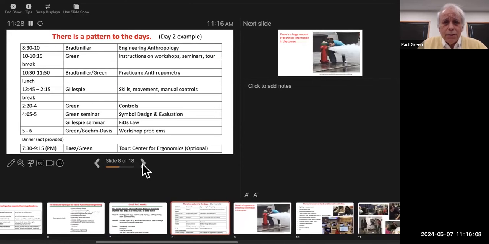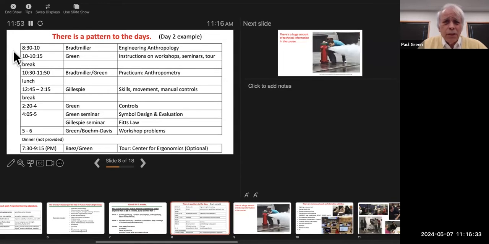So the days are long. We start at 8:30 in the morning and end at 6 o'clock at night. And then many evenings we have activities as well. Here's a typical day. Maybe it's a little bit more intense. This is the second day. And so typically our plan is we start out at 8:30 promptly on time. We have a lecture for an hour and a half. And this one happens to be on engineering anthropology, which is anthropometry.